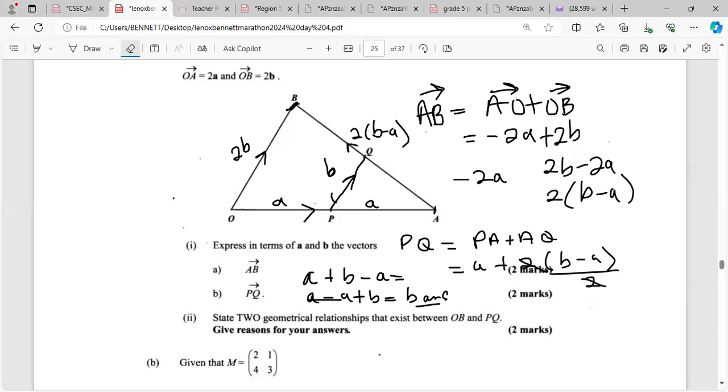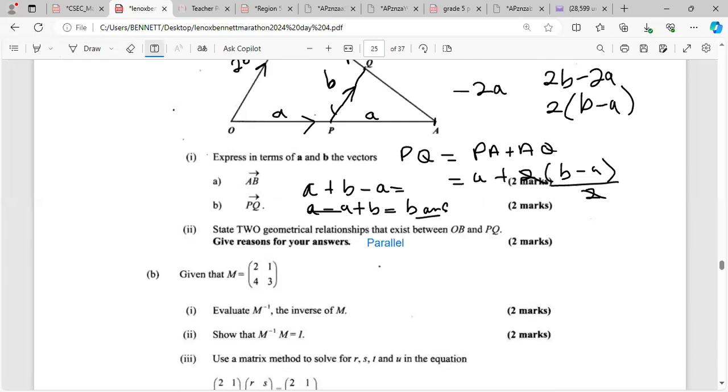It says state two geometrical relationships that exist between OB and P. Basically parallel. You can't think of a next one. And one is a multiple of the other. No, I don't see any other relationship. Just parallel. We need to find the other relationship between those two lines. Let me get back to that one, guys. I'm going to lose a mark there.